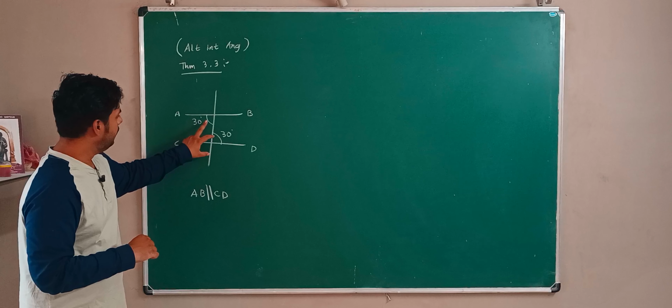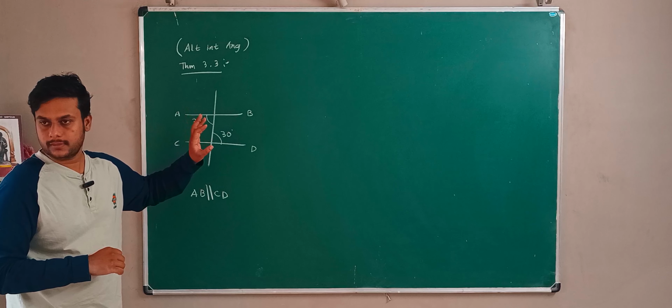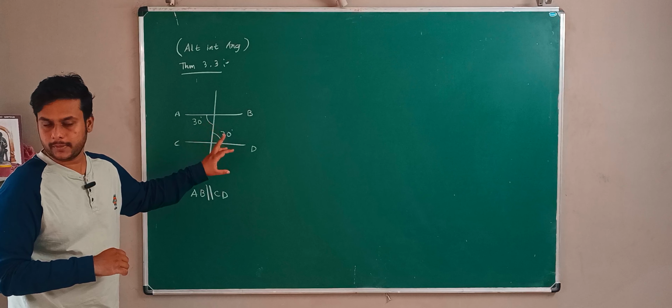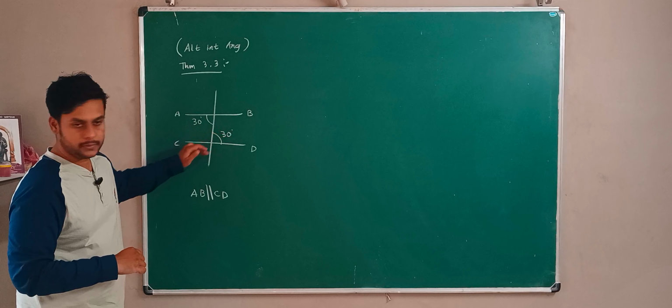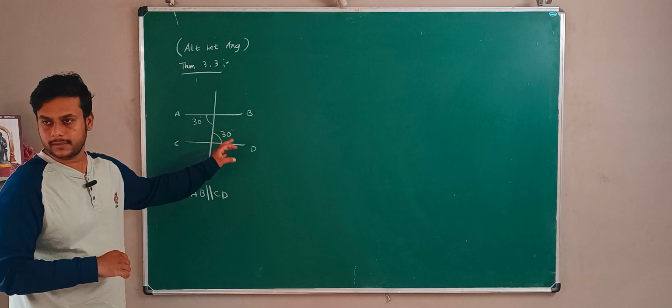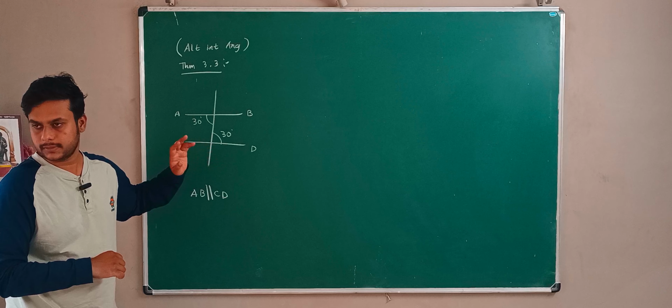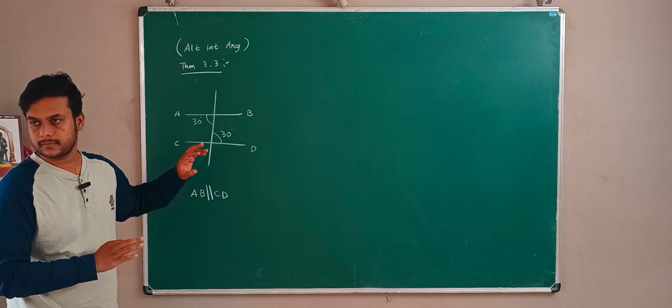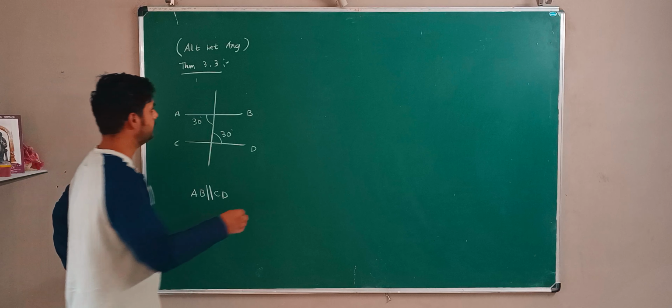If alternate interior angles are equal, alternate interior angles are equal means what? AB is parallel to CD. If these alternate interior angles were not equal, then AB will not be parallel to CD. Understood or no? Understood? Okay, next.